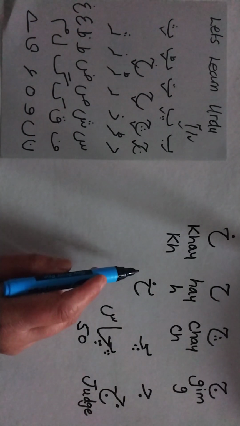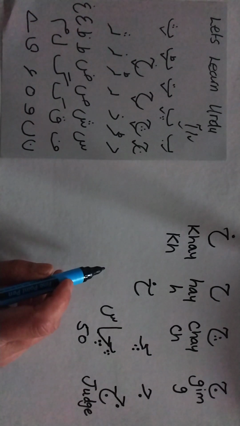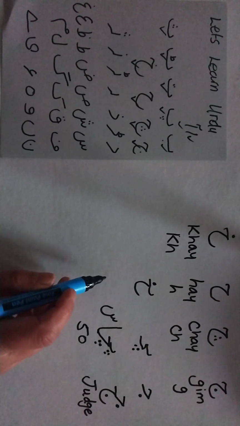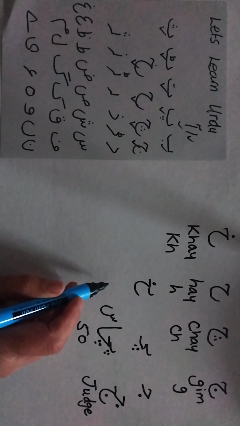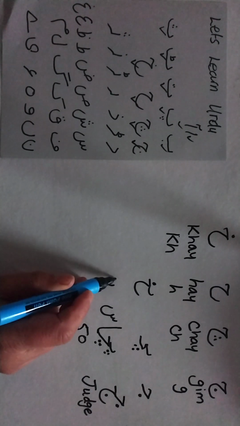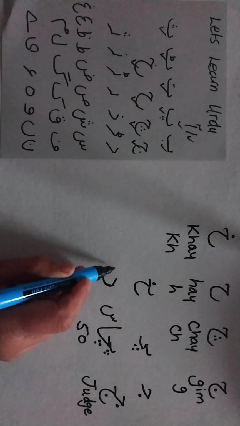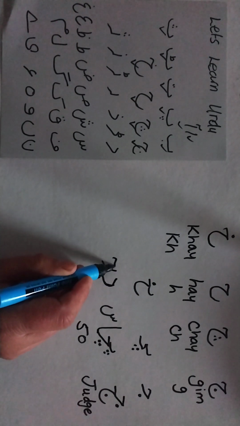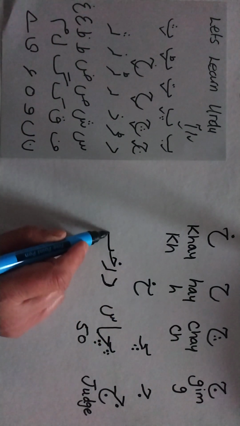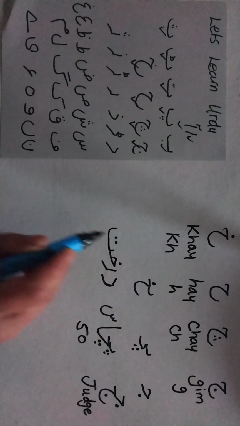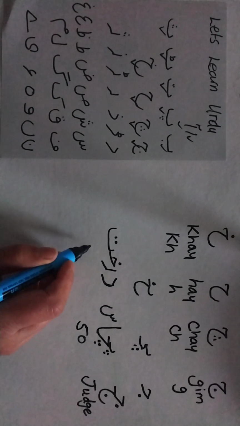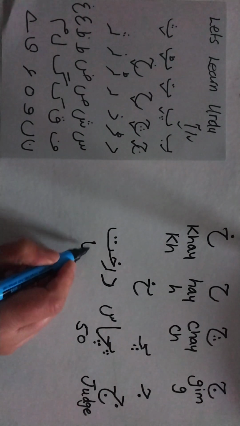And with the Kha, we can write the word Darakht, which means tree.